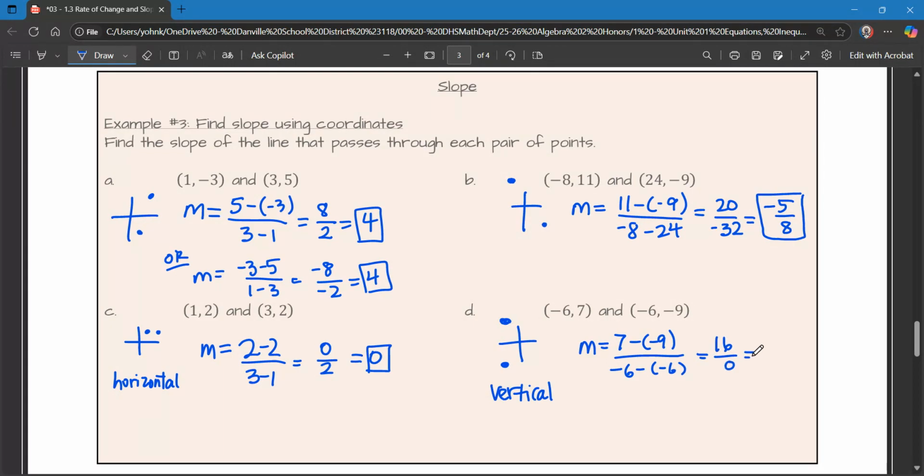0. If you try to divide that on your calculator, you're going to get an error. That's because this is undefined. Vertical lines do not have slopes. They are undefined.